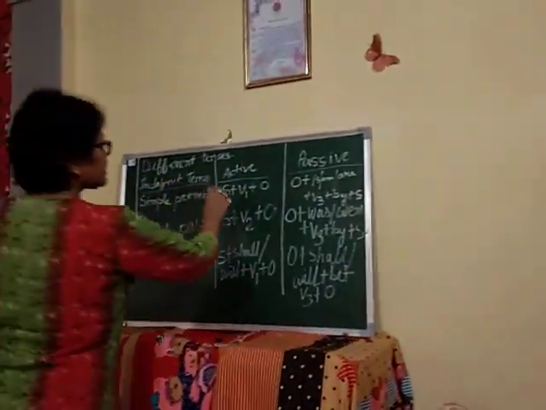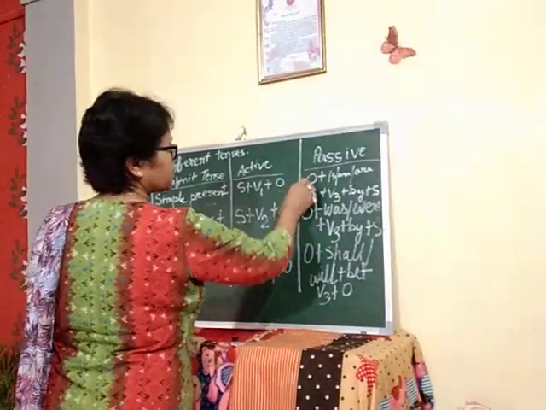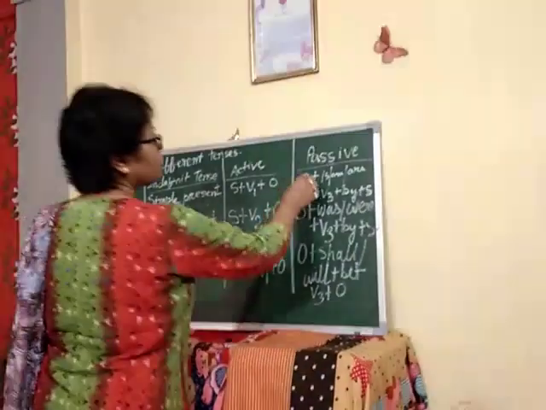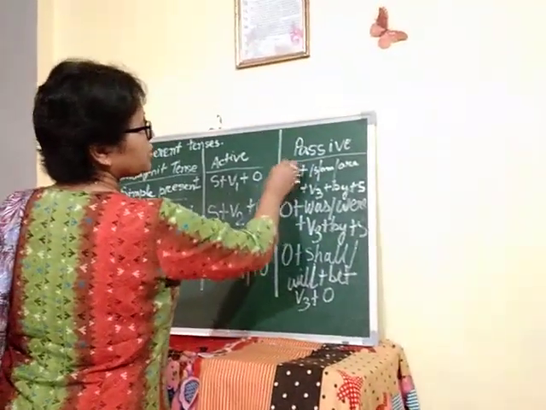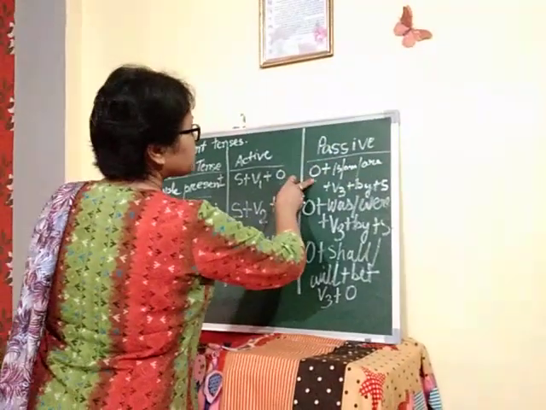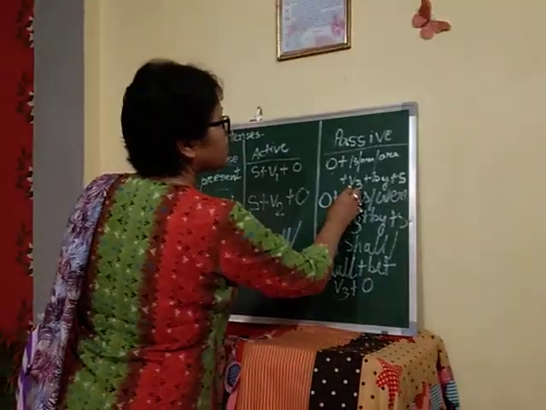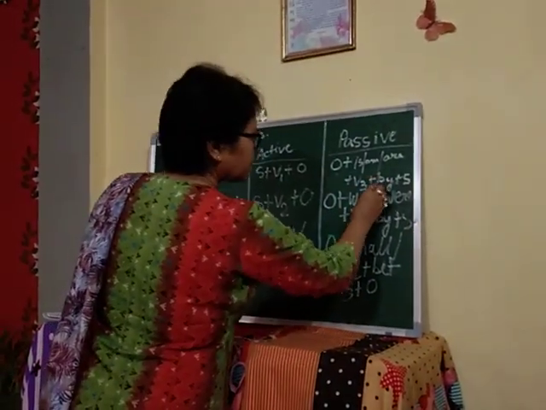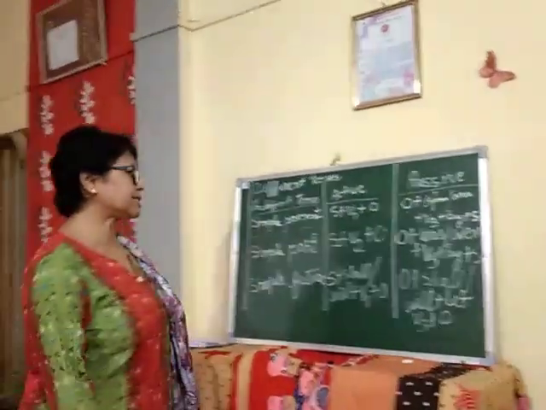And this object becomes the subject. Therefore, since the object becomes the subject, here I have written in the passive: object plus is, am or are, then we add the third form of verb, then by, plus this subject, which becomes the object here.